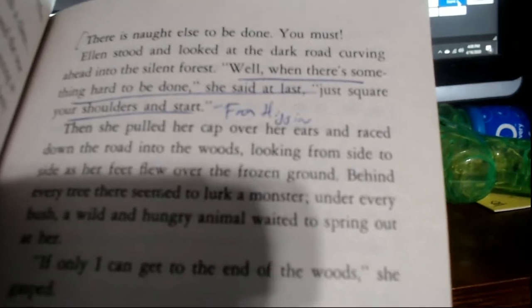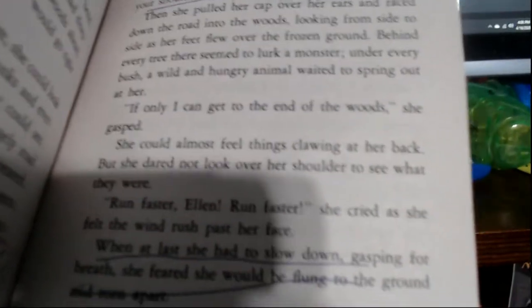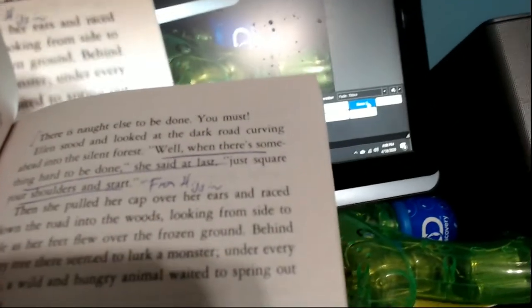Okay. So we see here from page 109 that she had something hard to do, and alone, and that she's not sure she can do it, but she says she has to, even if she doesn't want to. And we see that again later on in the chapter.